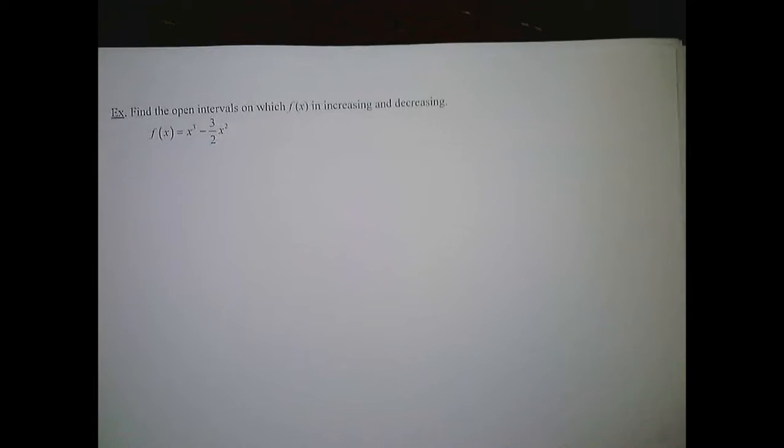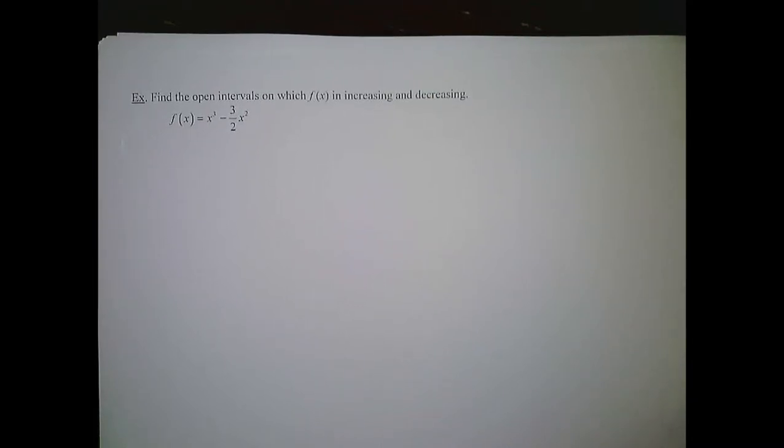Our next example wants us to find the open intervals on which f of x is increasing and decreasing. So this one is a little bit less work. You're just finding the intervals where f is increasing or decreasing. I'd like for you guys to try this problem, and then when you're ready to check your work, go ahead and start part 2.